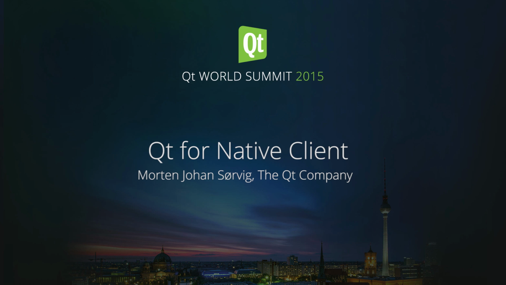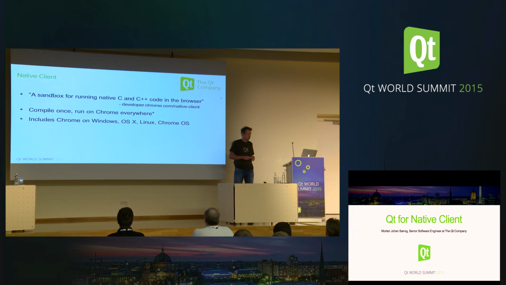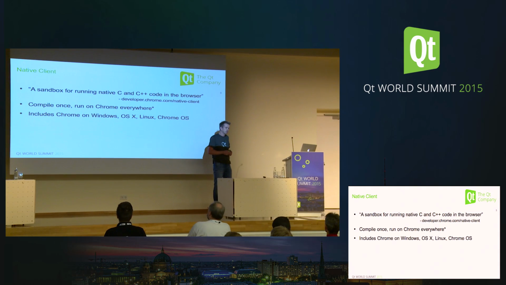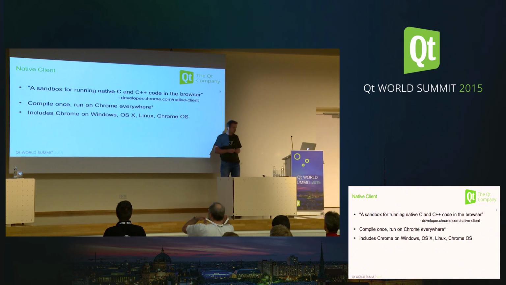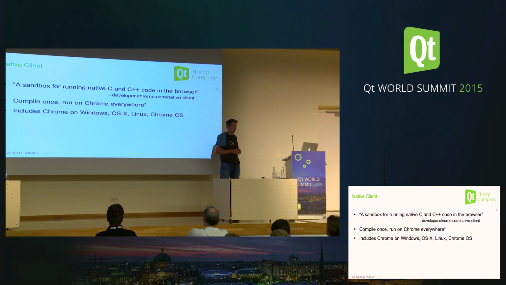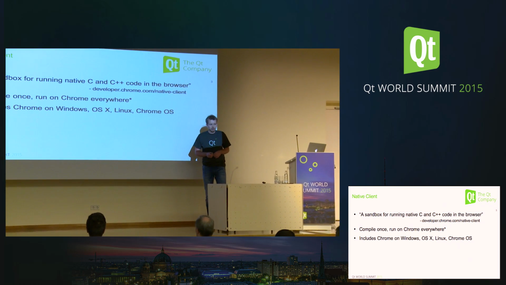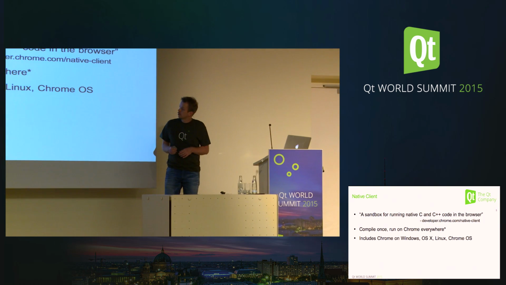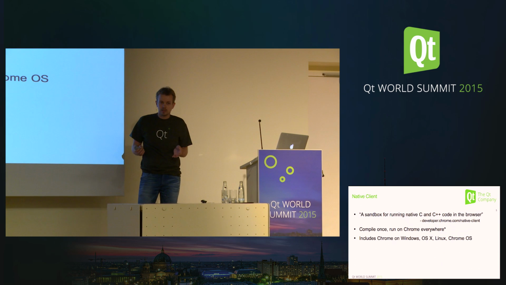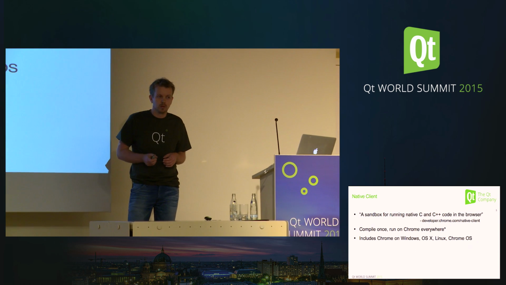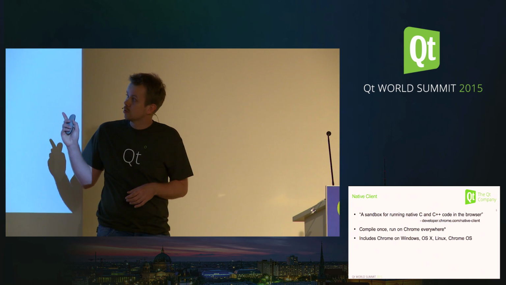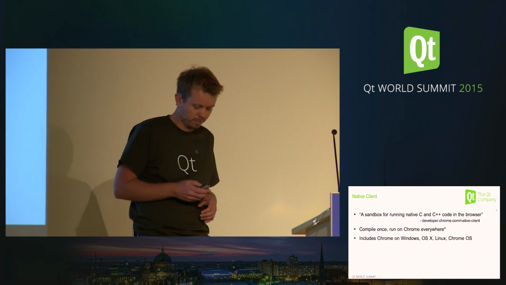Now talking about the Chrome browser. So it's a compile once, run anywhere technology, or at least on Chrome everywhere. So that includes Chrome on Windows, Mac OS X, Linux, and also Chrome OS. So what that doesn't include is Chrome on iOS and Chrome on Android. Those are special, hence the star on the arrow there.